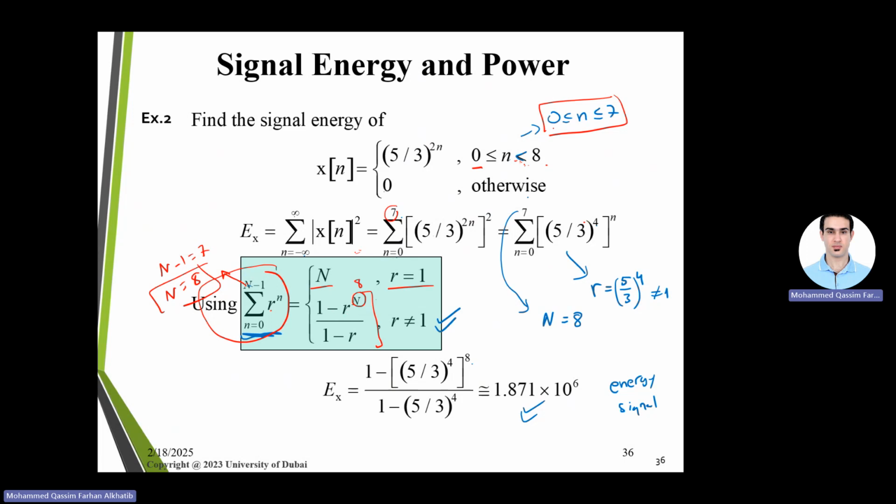r is 5 over 3, or this one to the power 4. This is the constant r. Okay, and over 1 minus r. So when you do that in the calculator, you'll get this huge number. Again, as long as this value is not infinity, that's an energy signal.